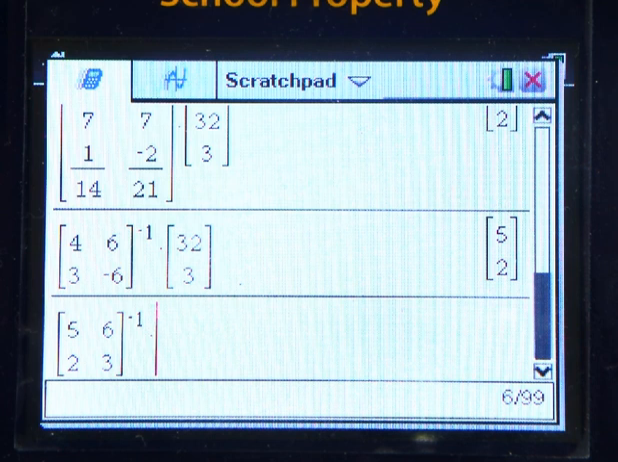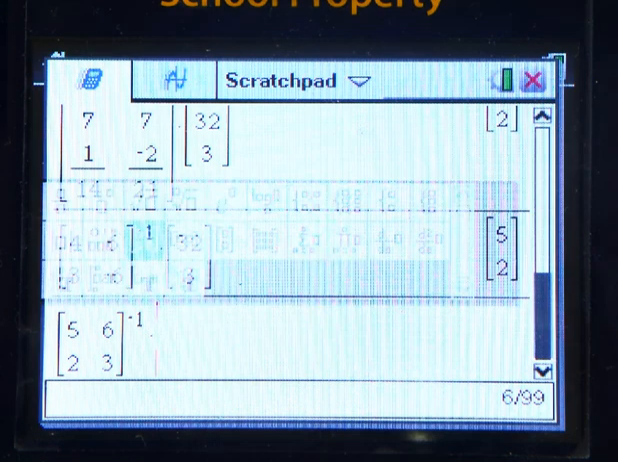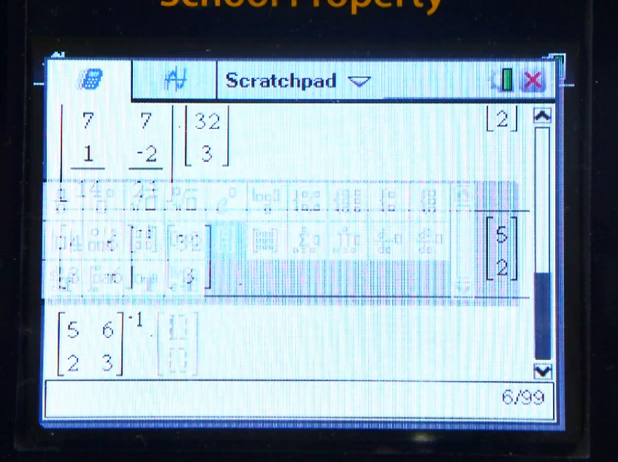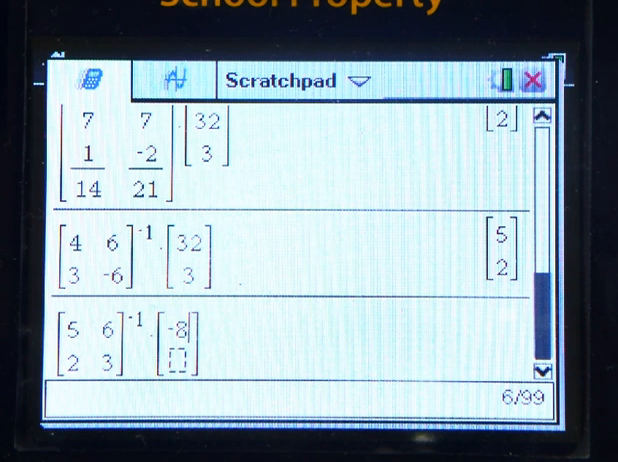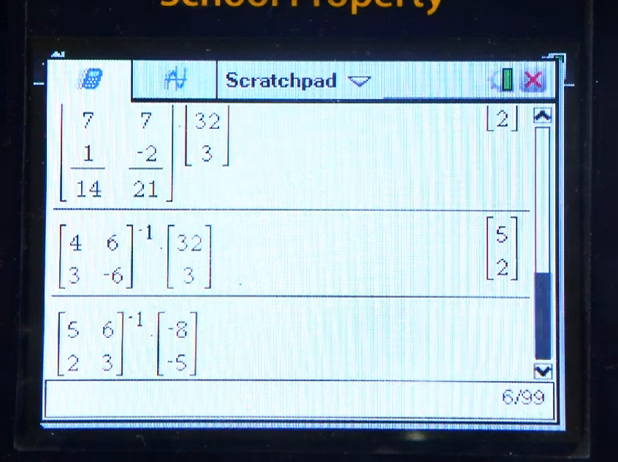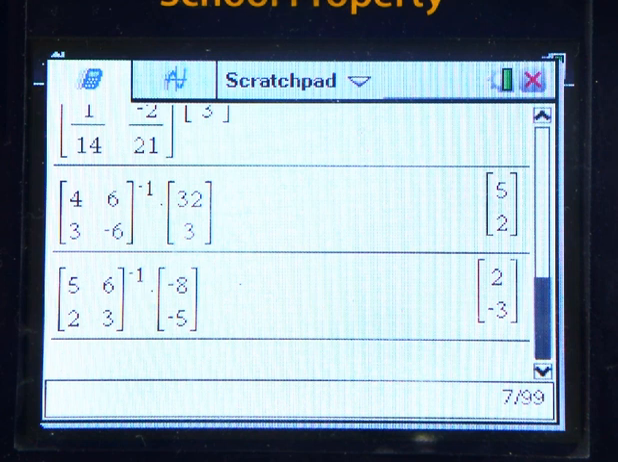That'd be a bummer. Now I'm going to press the template button again. I'm going to bring up my 2x1, and I'm going to enter in the answer column, which is -8 and -5. That's all the math I need to do. Press enter, and my answer is 2, -3.